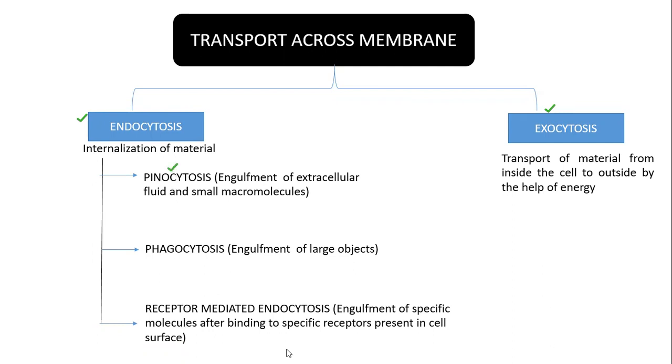One is pinocytosis. Pinocytosis means engulfment of material, for example engulfment of extracellular fluid and small macromolecules. As it engulfs fluid and macromolecules, this is termed cell drinking. That means it is drinking the extracellular fluid from the external environment. Next is phagocytosis. Phagocytosis basically describes engulfment of large objects. That means it will engulf the large objects from the external environment and then internalize them. That's why it is called cell eating.